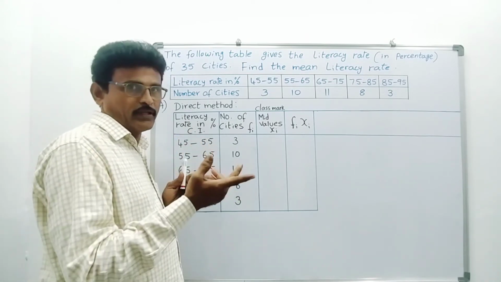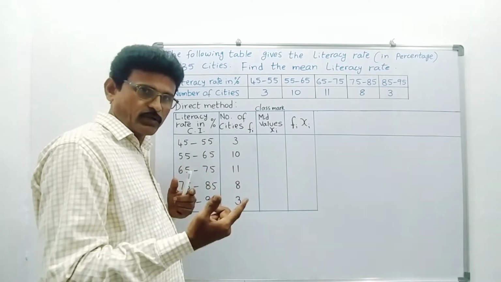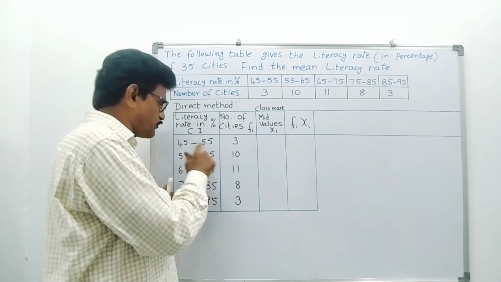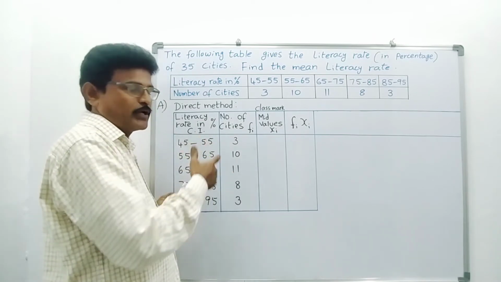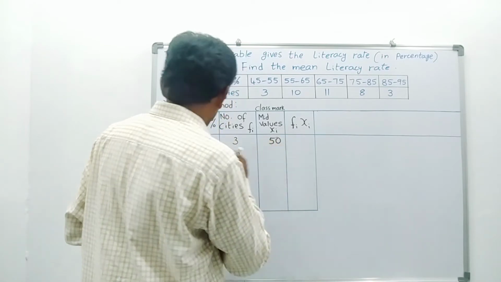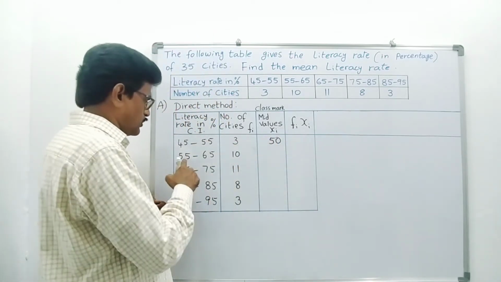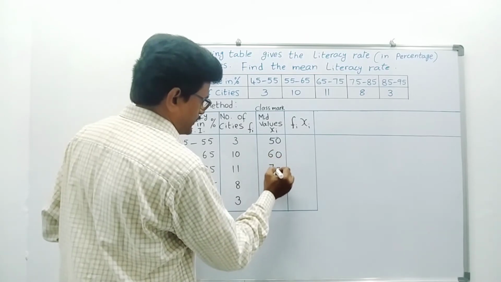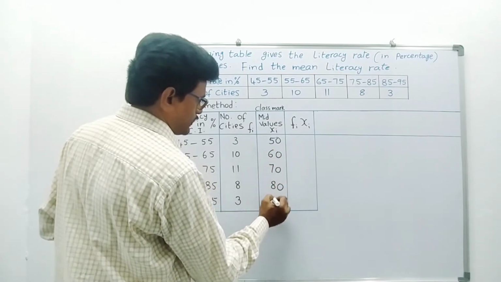A and B, two values are there. To find the mid value, (A plus B) by 2. Like that, 45 plus 55 by 2, you will get 100 by 2, which is 50. First mid value we are getting is 50. Now here, 55 to 65 we will get 60. Now 70, 80, 90.